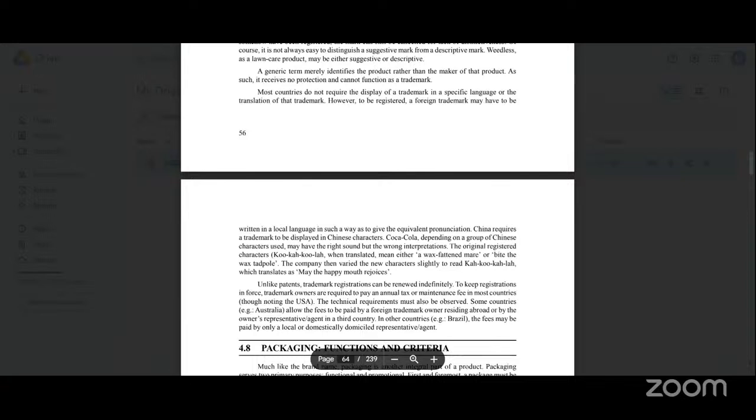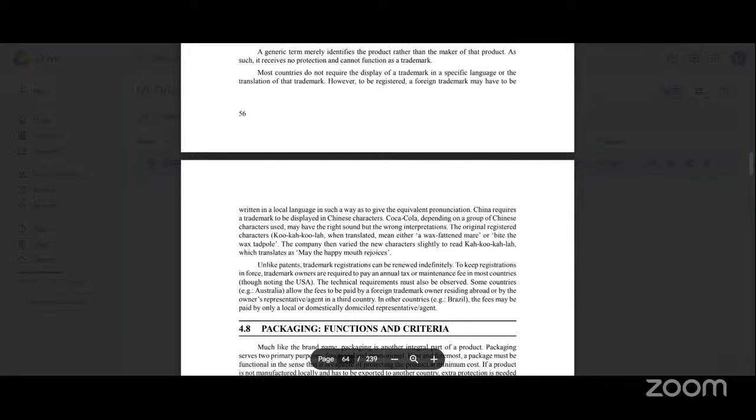When we look at a generic term, it merely identifies the product rather than the maker of the product. So whenever we say generic, it means the product itself. For example, when I say washing machine, it is just a generic term. Whereas if I say IFB washing machine, then I'm identifying IFB as the maker of that particular product.